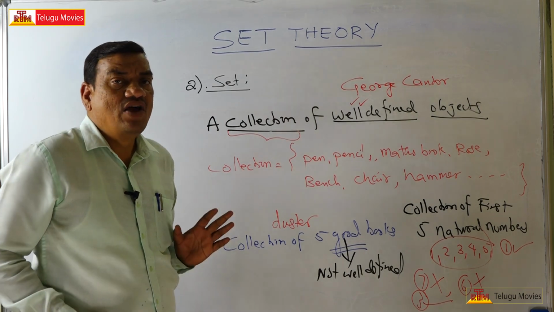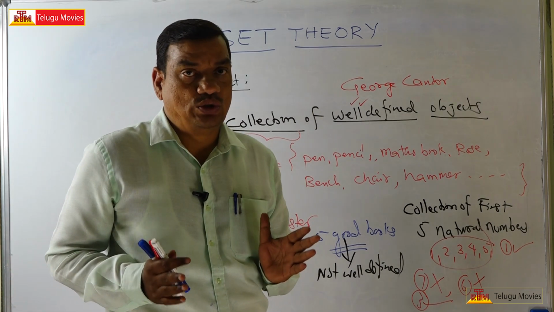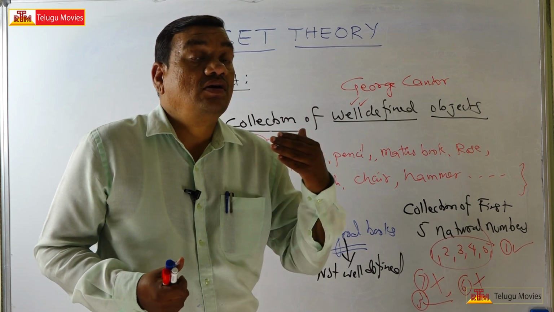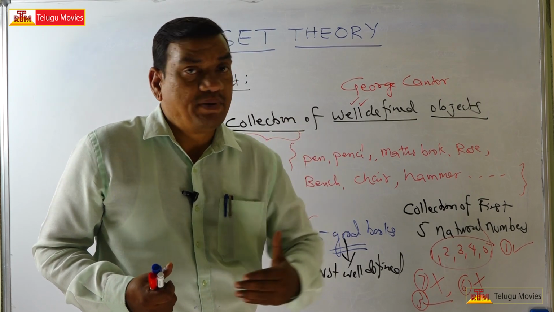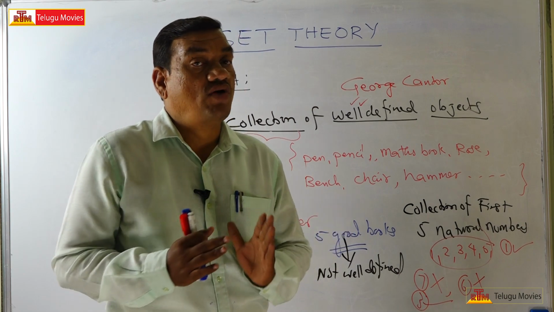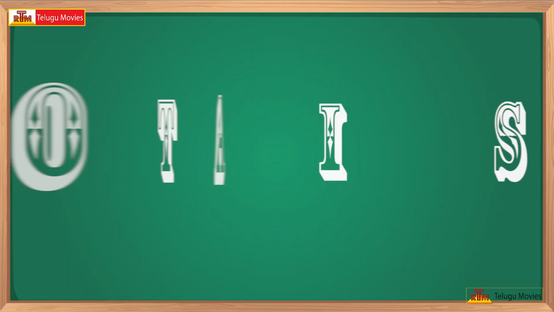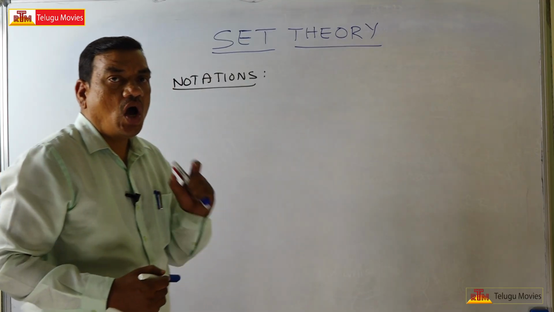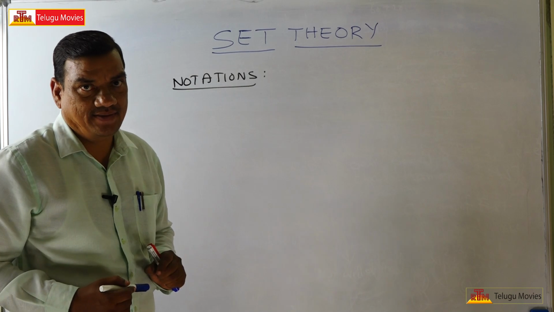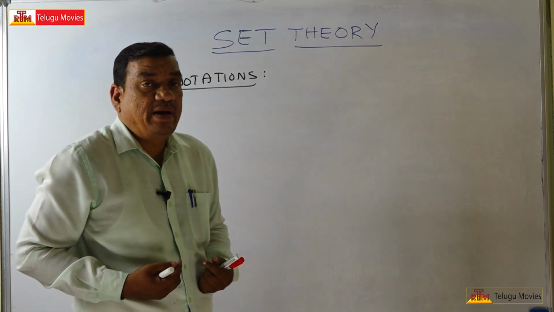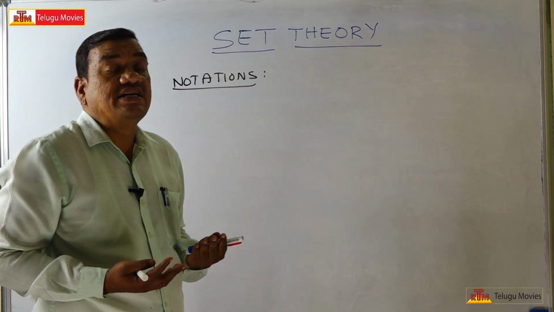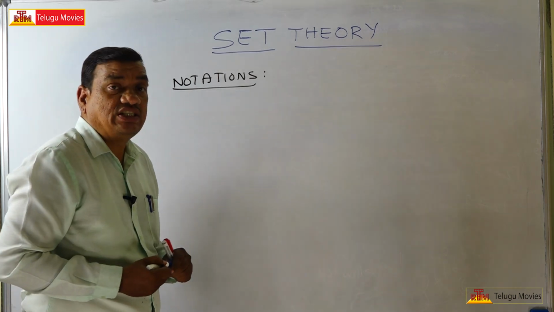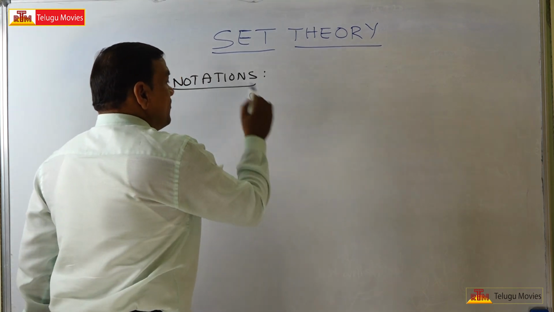In mathematics, everything we represent in notations to make the concept clear and simple. So we will represent that concept in notation form. So let us see the notation. So dear students, now we are going to see how to represent a set. Already we have explained that a set is a well-defined collection of objects. Now, those objects we will put in a flower bracket.